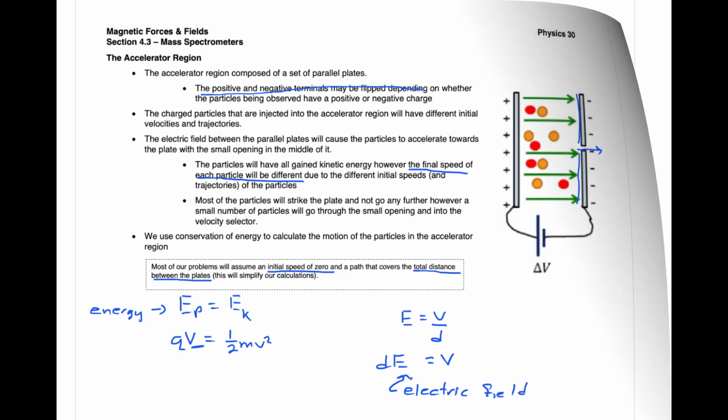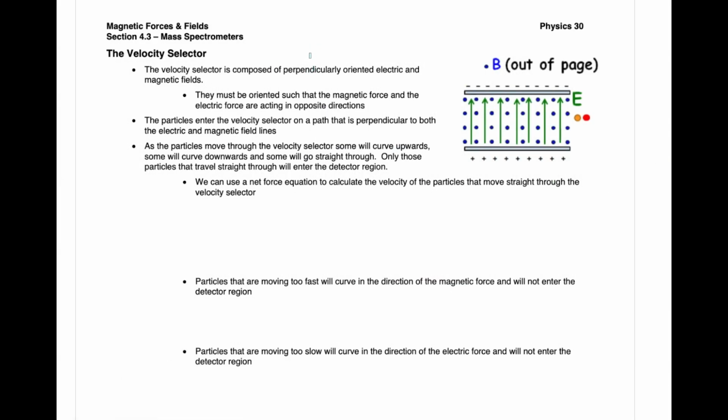And make sure you're keeping those ones straight then. So once the particles leave the accelerator region, they end up in this velocity selector region. And the velocity selector region then is composed of perpendicularly aligned electric and magnetic fields.